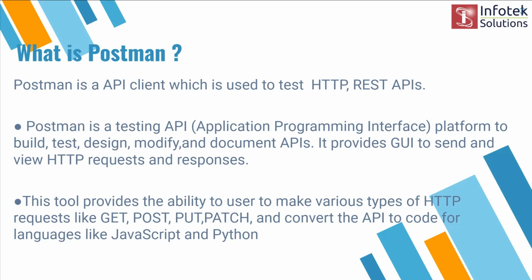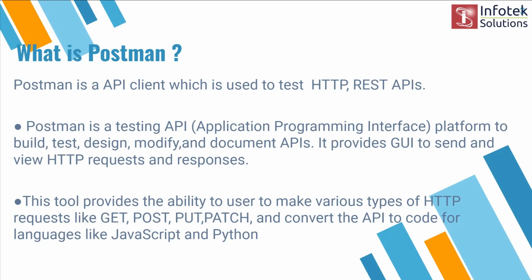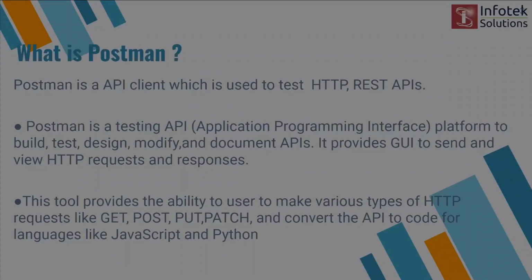So Postman is basically that platform where you can easily use your APIs. This tool provides users the ability to make various types of HTTP requests like get, post, put, patch, and convert the API code to languages like JavaScript and Python. You know that there are different methods like get, post, put, patch that are used to perform different activities. In Postman, these methods and requests are available to you by default, so you can use them to your requirements and see how the APIs are working.